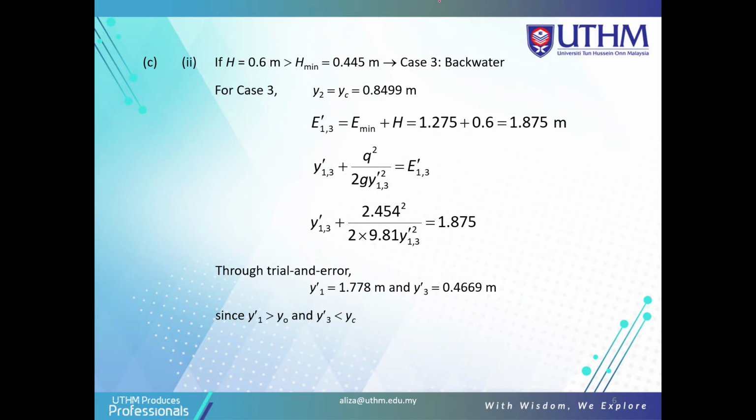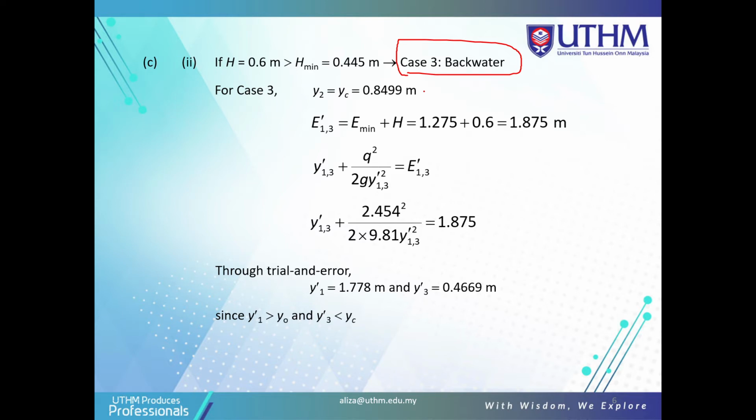Now to find the h, if h is equal to 0.6 meter, so h is more than h minimum, which is 0.445 meter. So this is case 3, backwater. For case 3, y2 is equal to yc, so you get 0.8499. No need to worry, this is just step by step.